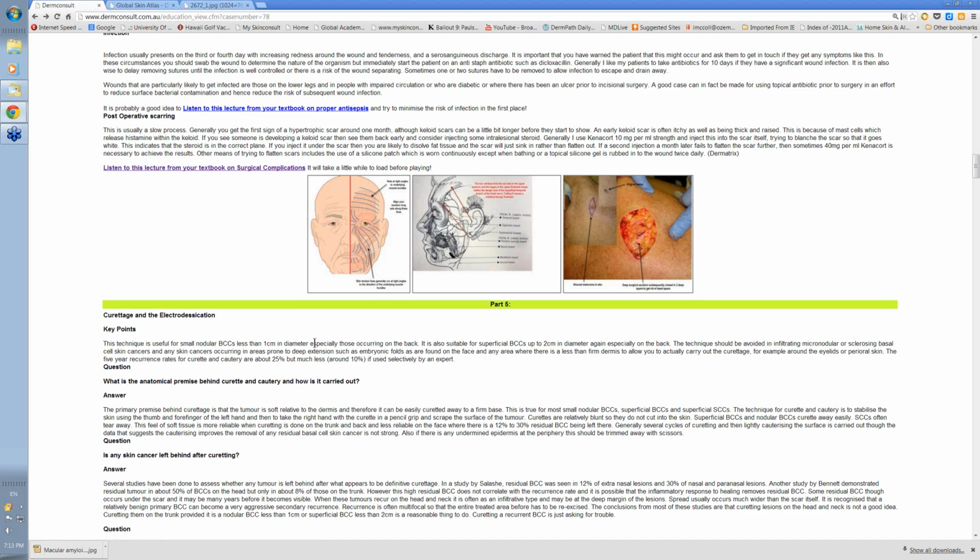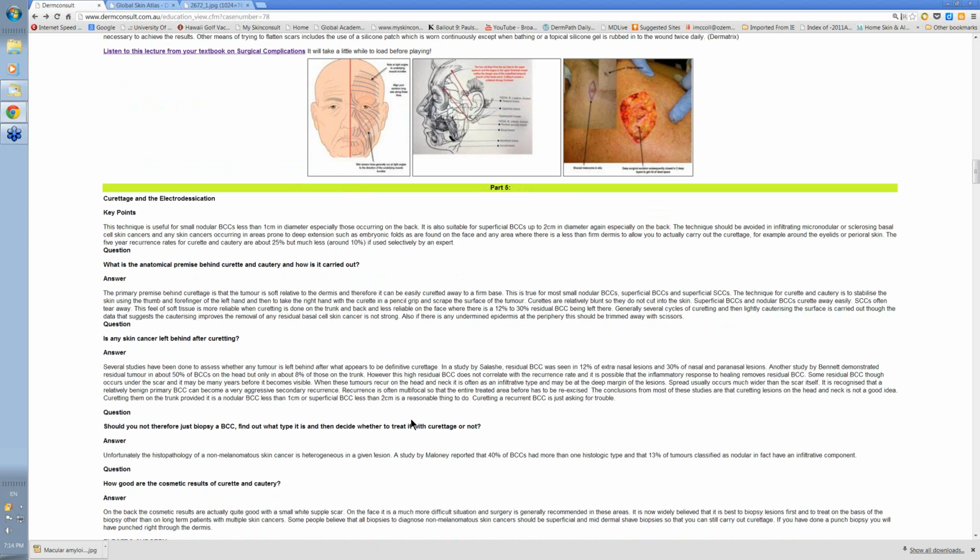You don't curette recurrent lesions, you don't curette infiltrating lesions. You mainly curette superficial BCCs and small nodular BCCs. So, know a little bit about curette and cautery. Know a little bit also about skin cancers in areas prone to deep extension, such as the embryonic folds on the face. That's particularly these folds here, embryonic folds here as well, and behind the ear. These are where in the embryo the tissues coming in and meeting in the midline for the development of facial structures.